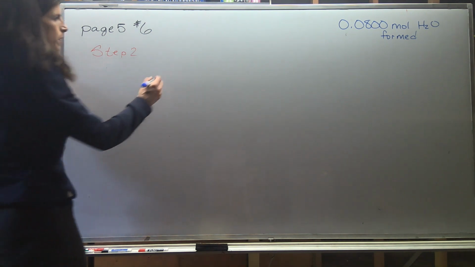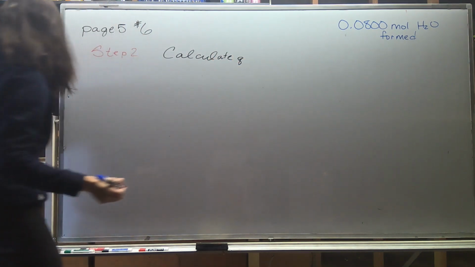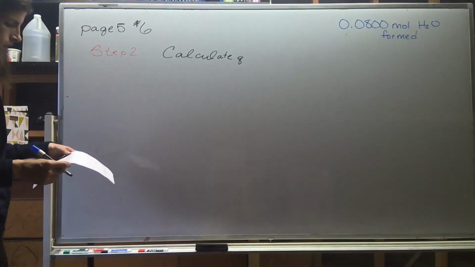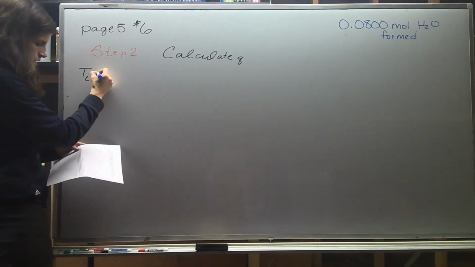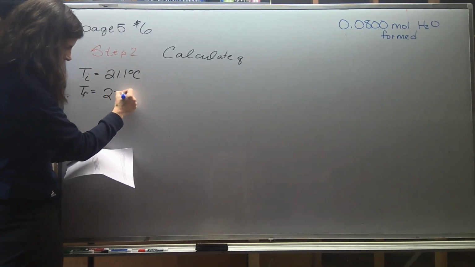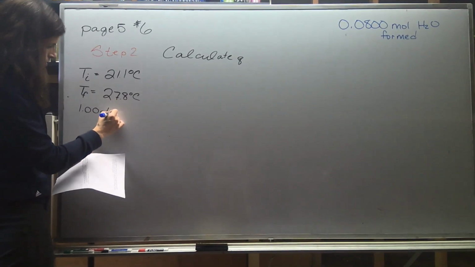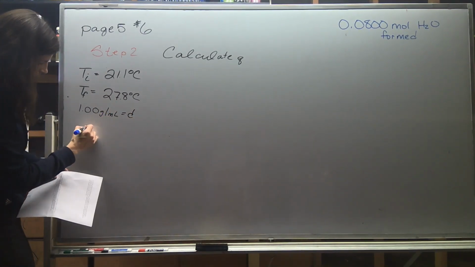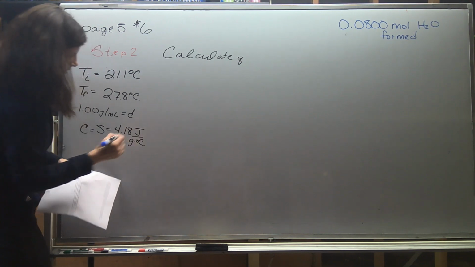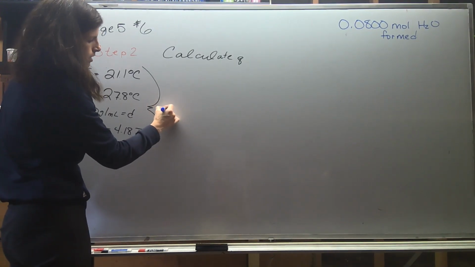Let's do step two of this problem now, where we have to calculate Q. I'm going to look at the problem again and organize the information that's specific to my Q calculation. So for instance, they gave us an initial temperature of 21.1 degrees Celsius. We're given a final temperature. And we're given a density. And a specific heat. If we read carefully, we'll notice that all of these values are assigned to or pertain to the solution.